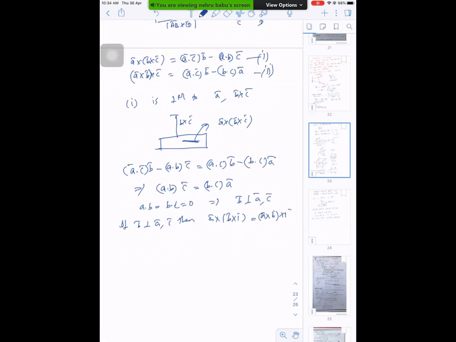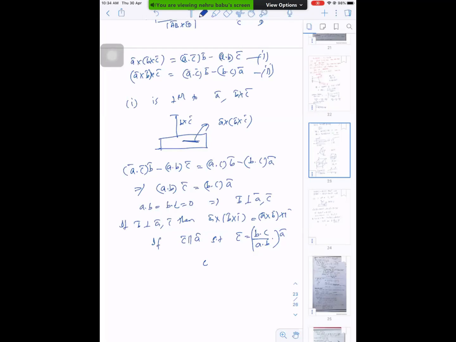And what is the other case? C bar is parallel to A bar, such that it's not every parallel case. C bar equals (B dot C) by (A dot B) into A bar, because that is a scalar multiple, also a fixed scalar multiple. If (A cross B) cross C equals A cross (B cross C), then either B is perpendicular to A and C, or C is parallel to A, you can say. But for the converse, if C is parallel to A, then they need not be equal.